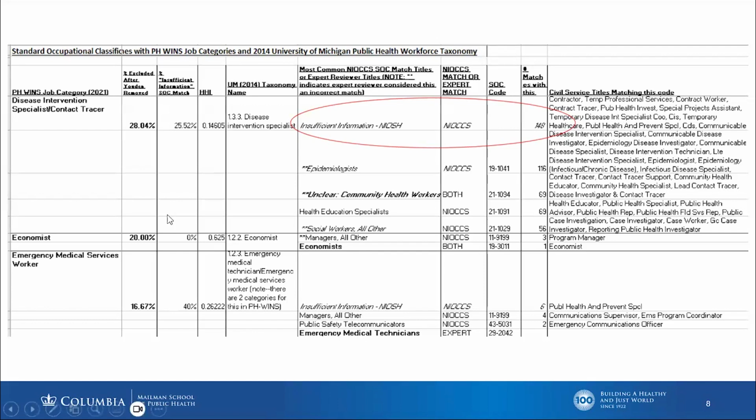The second most common match was epidemiologists, and the third was health education specialists. And then there were many matches for social workers, which is probably because the job title includes things like case investigator, case worker, even though that person chose to select that their job is disease intervention specialist. So some of the difficulty in matching is because some of the job titles people have in local or state government tend to be kind of vague, and they don't get very clearly matched with SOC codes because the titles themselves are vague. But still, you could see certain patterns of titles that just didn't clearly match.